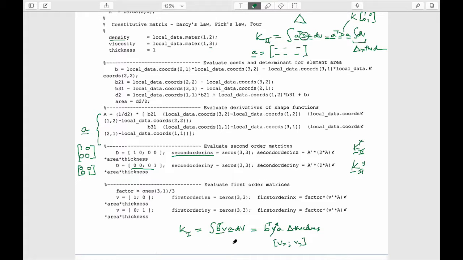And so we could choose to make these either 1 or 0. If we made them both 0, it would be null. But if we make Vx 1 and this 0, then it would be the derivative with respect to x, which would be K1x. And the other one is K1y.